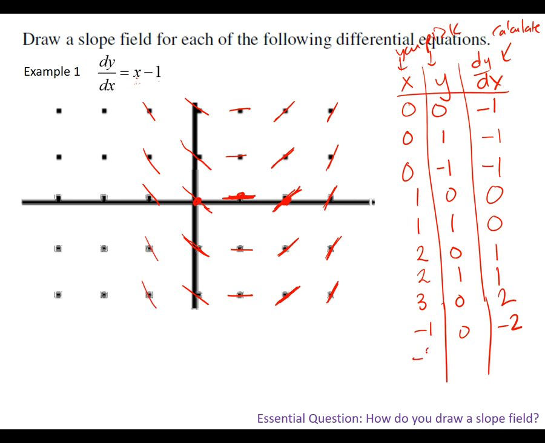Alright, I'm going to put in a negative 2. When I put in a negative 2, what do I get out? Negative 3. So it's steeper again, right? Alright. And then we're going to put in a negative 3. What do we get for that? So steeper one more time, right? Okay.